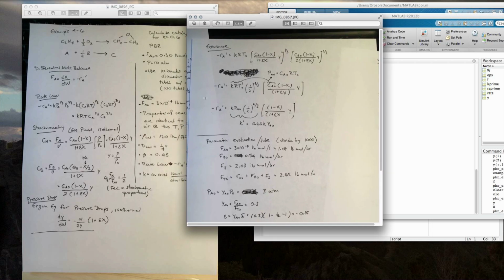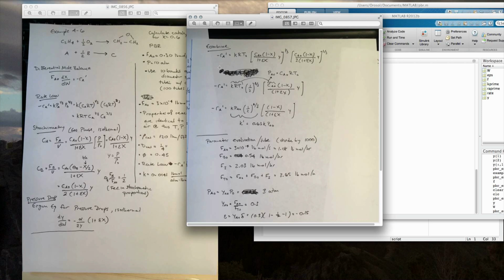Before I go into combining, I just want to point out, since we're going to solve this numerically with MATLAB, we don't actually need to go through and combine these. We could put in this equation and this equation, these are the two differential equations we're going to solve, and then put in what RA prime is, what CA is, what CB is, and then all these constants. But in the problem statement, they go through and evaluate these, so I'll just go through it.